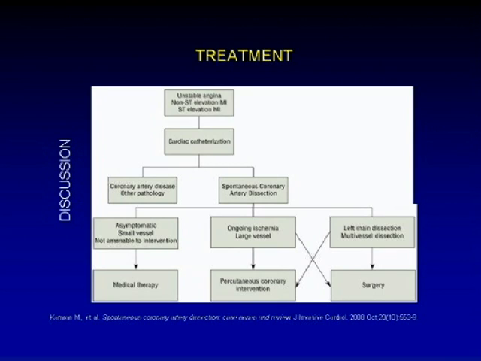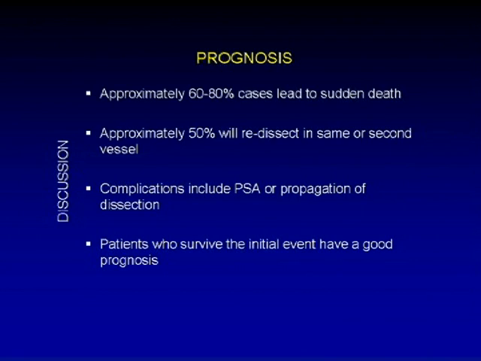If the patient is asymptomatic, or if a small vessel is involved, such as in our case, or if the patient's case is not amenable to intervention, i.e. the dissection involves a long segment, then medical therapy is indicated and patients actually do pretty well. If, however, the patient has ongoing ischemia, a large vessel is involved, or there's a dissection of the left main or multi-vessel involvement, then percutaneous coronary intervention and/or surgery is indicated.